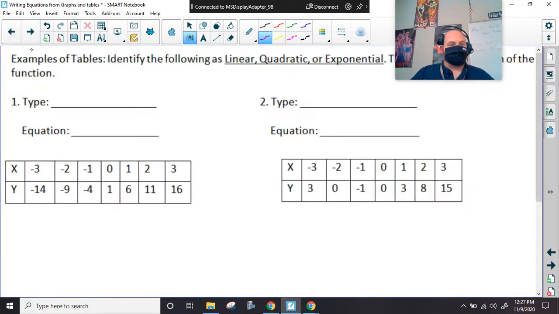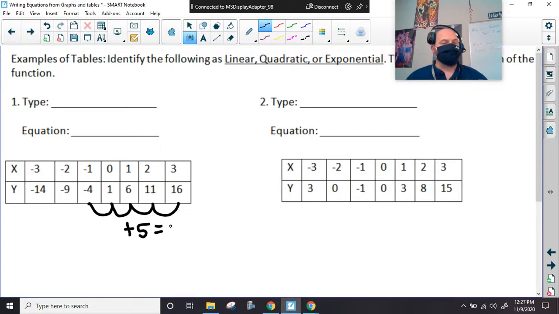All right, now we're looking at charts. All right, so we need to look at the y values. Okay, what is being done? How are my y values changing each time? Yeah, I'm adding 5. That is actually my m, or my slope. Okay, and when it's adding, this is linear. Okay, so I know I'm going to have y equals 5x.